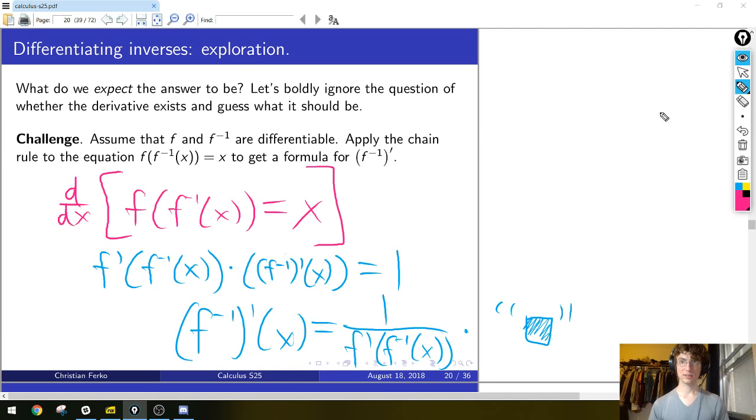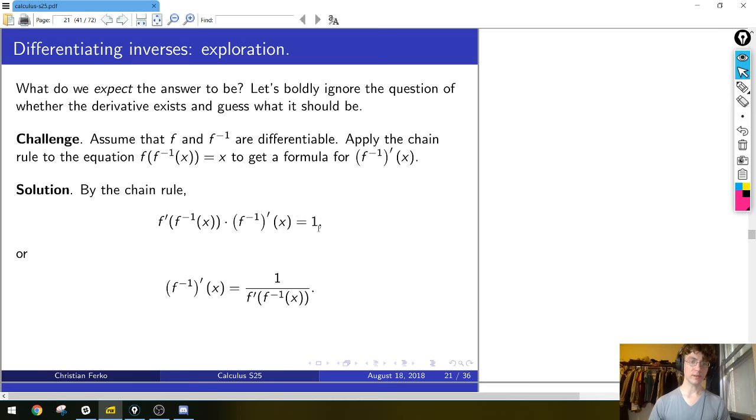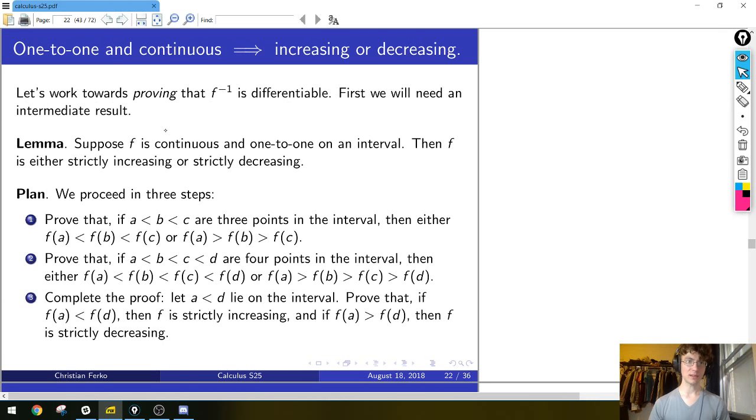I have no question. All right, let's first prove an intermediate result that we will need to prove that formula. Oh, well, here's what we just did. It's 1 over f prime of f inverse of x. Same thing. All right, so first we're going to need to prove that f inverse is continuous, then we're going to prove that it's differentiable, but to prove that f inverse is continuous, we need a lemma.